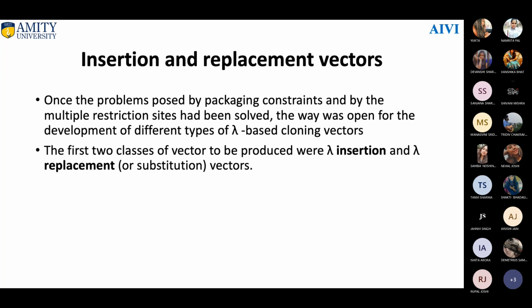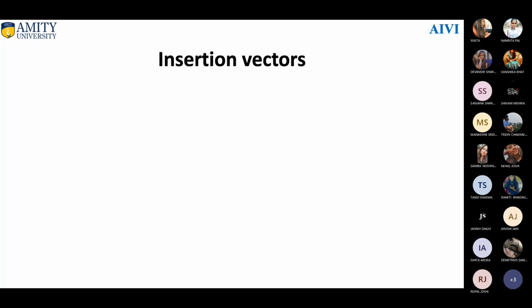The first two classes of lambda vector are lambda insertion and lambda replacement. Insertion means you are inserting into it. Replacement means that earlier one segment was there, and when you insert your gene, that segment is removed. Or simply you can say substitution. First, we will talk about the insertion.